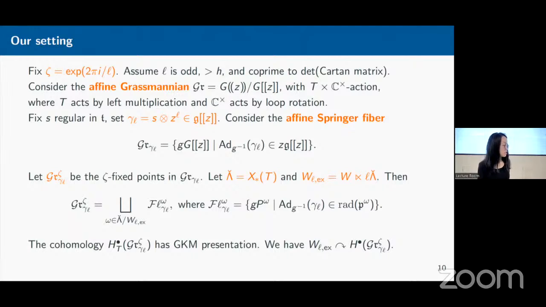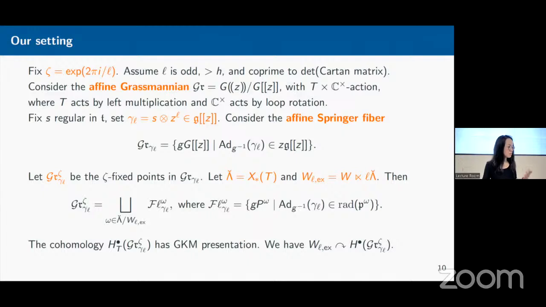So what we're going to take is we'll fix l to be an odd integer bigger than the Coxeter number, and then coprime to the determinant of the Cartan matrix. And then we fix zeta to be an l-th root of unity. And we consider the so-called affine Grassmannian, which is the loop group quotient by the positive loop group. And on it, we have an action of the torus, which is just multiplication on the left. And we also have a C-star action, which acts on the variable z, sending z to tz.